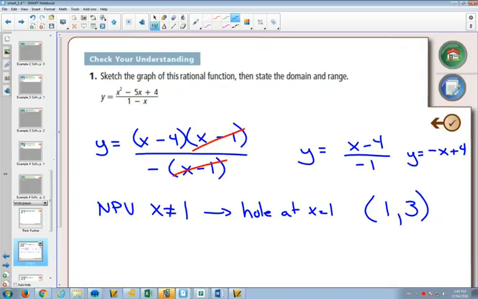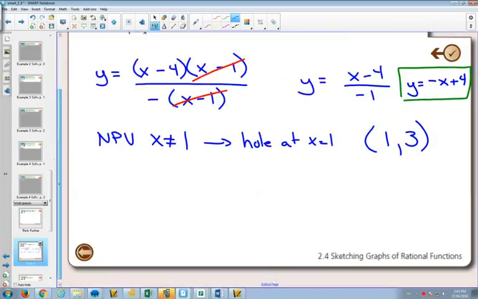Now we have to decide, does our graph have any horizontal or oblique asymptotes? Well, now that it's simplified, in this case, this is what it's simplified to. What kind of graph is that? Do you recognize it? It's a line. Do lines have oblique asymptotes or horizontal asymptotes? No. So because we recognize what kind of graph it is, we don't have to worry about those extra asymptotes. So now we can actually sketch this graph.